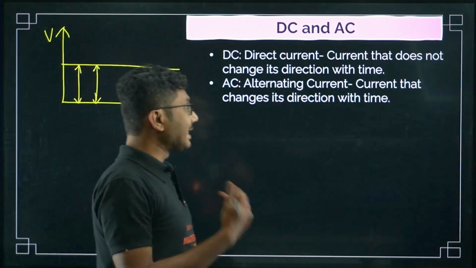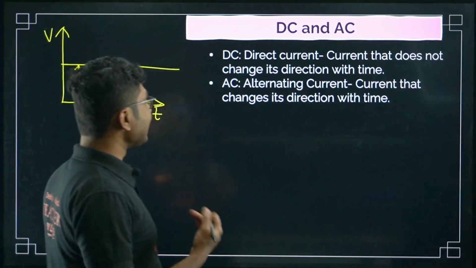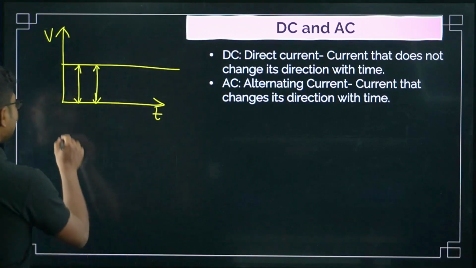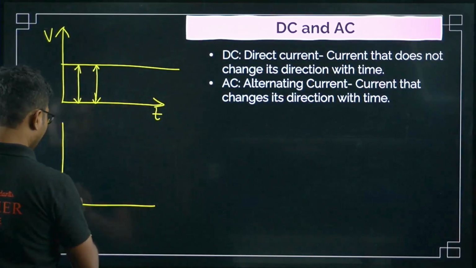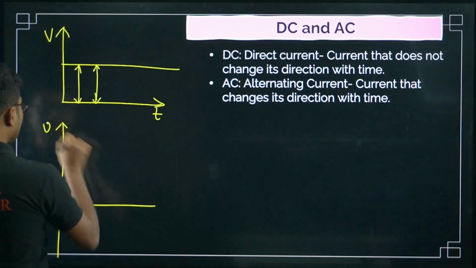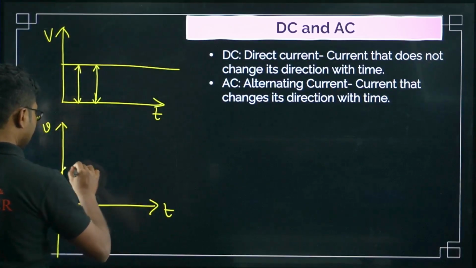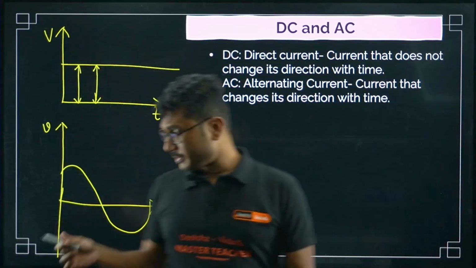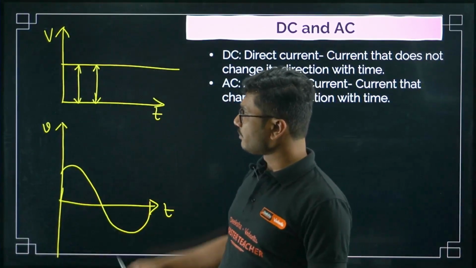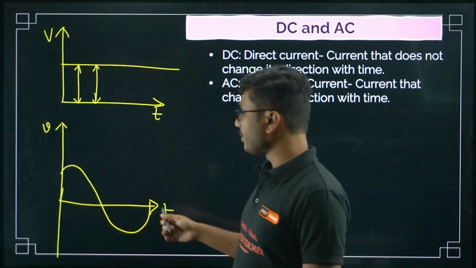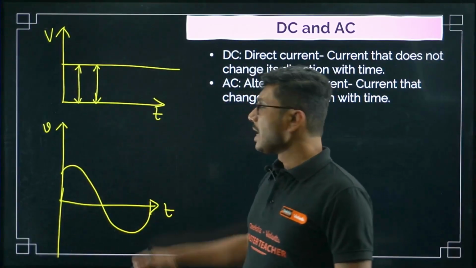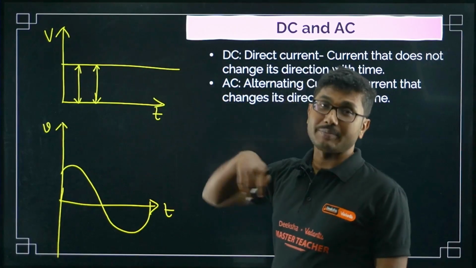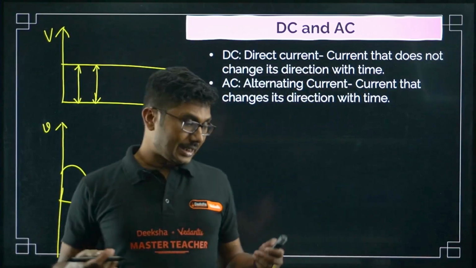Now AC, or alternating current, is current that changes its direction with time. If you plot AC against time, you will see it changing its direction. For some time it is positive along the positive y-axis, and for some time it is negative. The shape does not matter, it can be any type of shape, but it is changing with time. That means it is an AC current, alternating current.